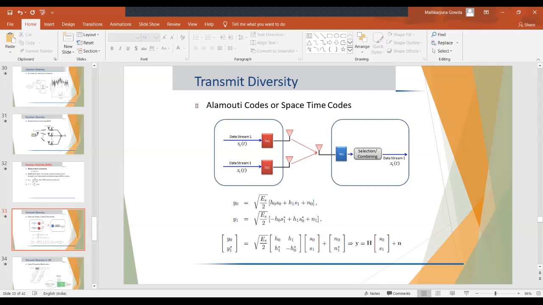Similarly for Y1, it is a complex conjugate of that. So root of S by 2 times minus H0 S1 complex conjugate plus H1 S0 complex conjugate plus N1, the noise. So this will be written in terms of matrix form like this. So Y0 and Y1. Yes, I need to receive only one signal. So that is Y0 and Y1 is the complex conjugate of Y0. It is in matrix form I have written. So Y equal to H, this is the H matrix, channel matrix, times S0, S1, plus noise.